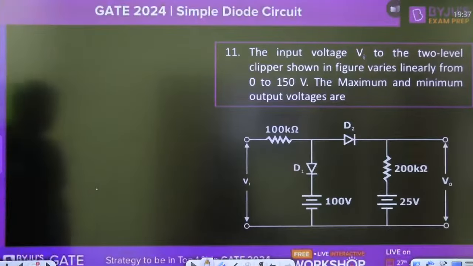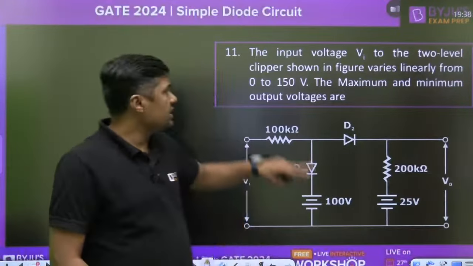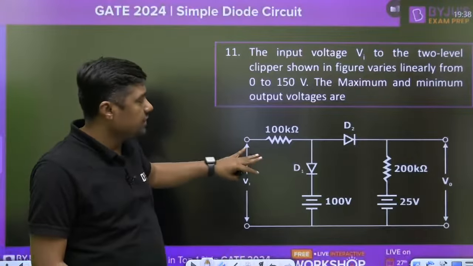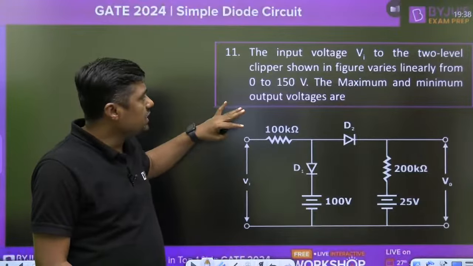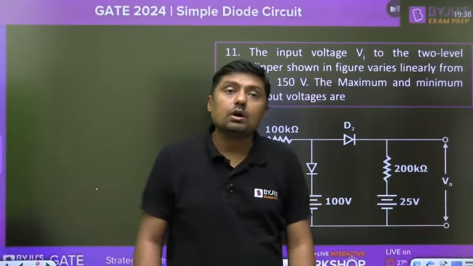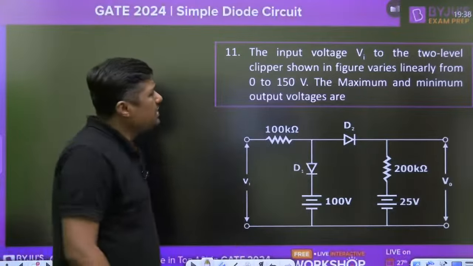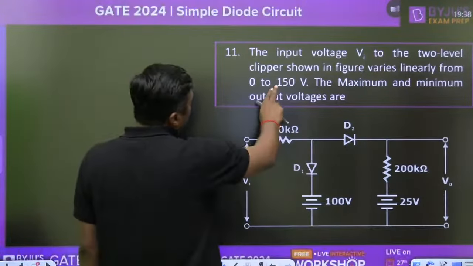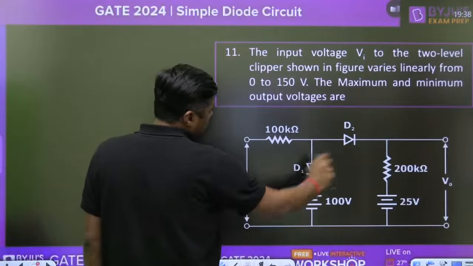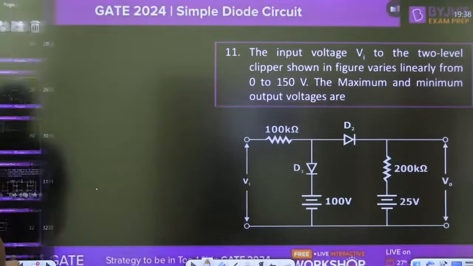This is a multiple diode circuit, guys. The input voltage Vi to this two-level clipper circuit varies linearly from 0 to 150 volt. But what is asked here? Only the maximum and minimum output voltage. Maximum means when we choose 150 volt as the input. Minimum means when we put 0 volt as the input. So with these two cases, 0 and 150, what will be the answer?